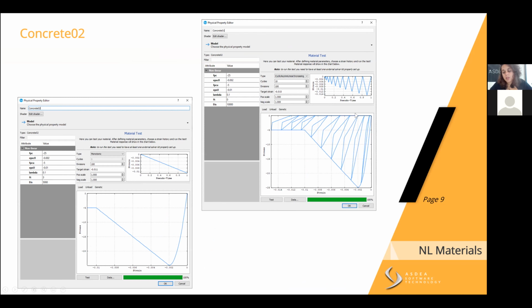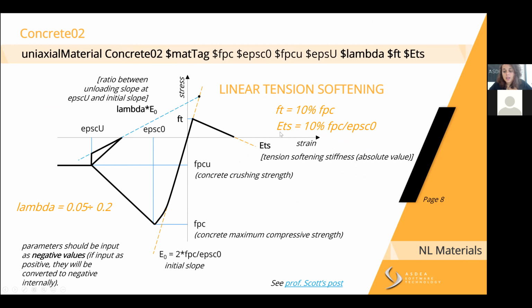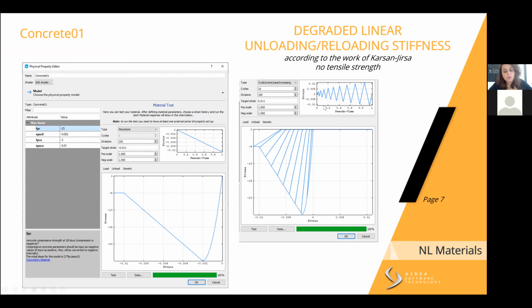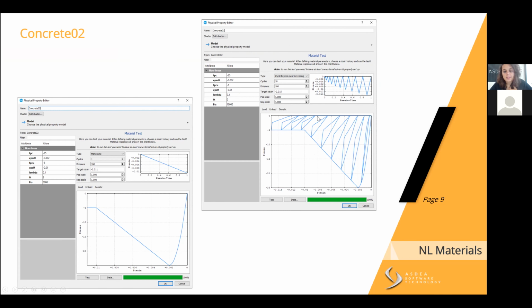So if we are just not putting any tensile strength here, for example, with Ft equal to 0, we will have a similar behavior in the cyclic loading and reloading cycle for just the compressive strength, which is much similar to the ones for Concrete01, but with this difference in the unloading and reloading stiffness. Or if we actually model the full capabilities of Concrete02, we can add this tensile strength.